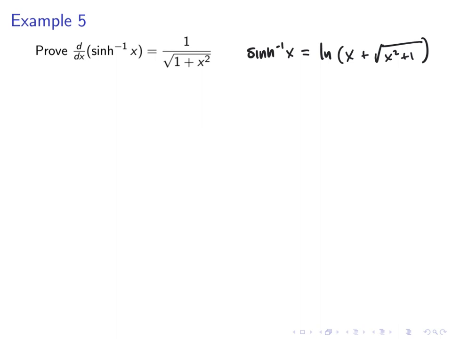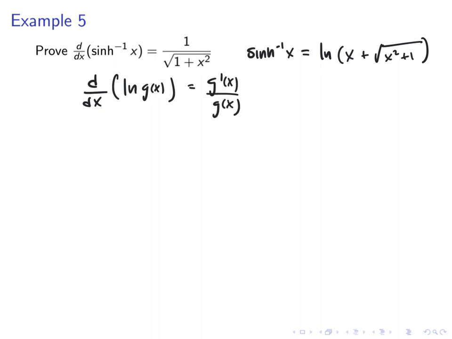All right, so let's see. Remember, if you have a function which is just log of something else, there's that quick shortcut for the chain rule. The derivative of the natural log of g of x is just g prime of x over g of x.